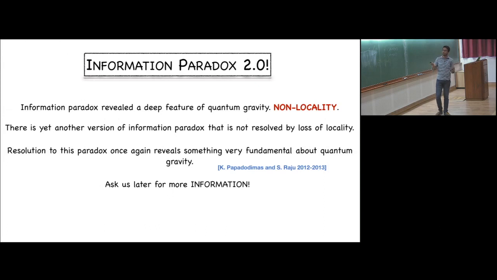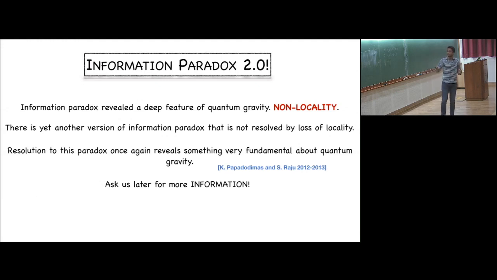So I'd like to just end by saying that the information paradox revealed something very deep about the nature of quantum gravity. It was related to this notion of non-locality. If you take nothing out from this talk, just remember that quantum gravity is non-local.